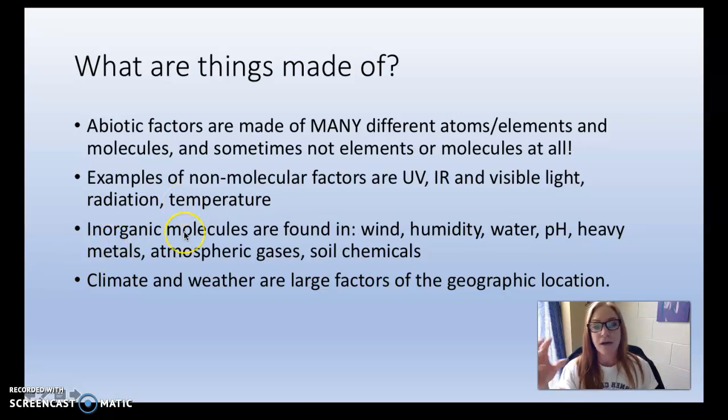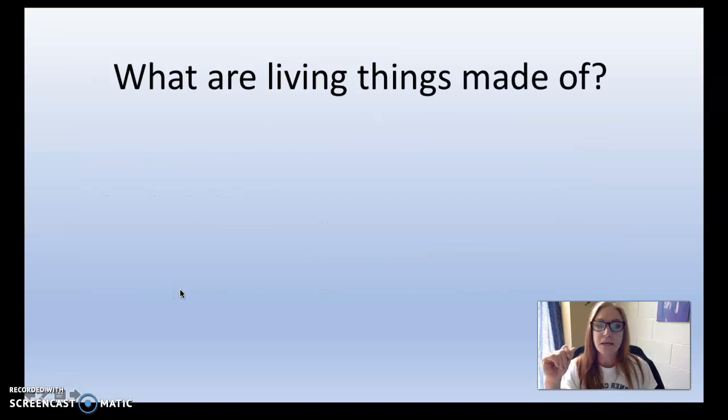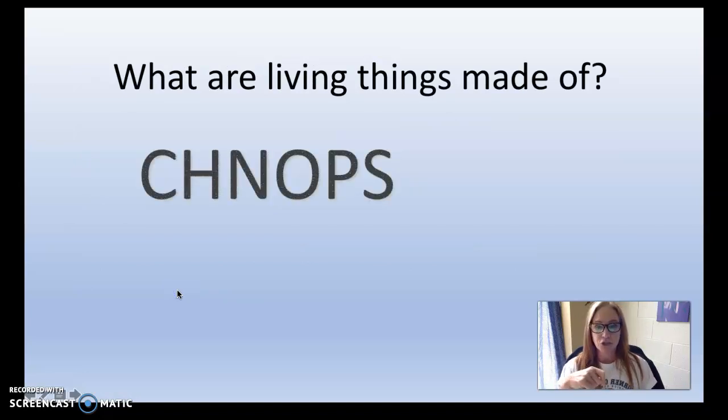Inorganic molecules are found in the wind, humidity, water, pH, metals, gases, soil chemicals. So those are inorganic molecules, meaning they aren't used by living things, okay? That's what composes the rocks, the soil, all of that stuff, okay? And then climate and weather also are large factors to influence the geographic location and the geography as an abiotic factor. Okay? Okay, so then what are living things made of?